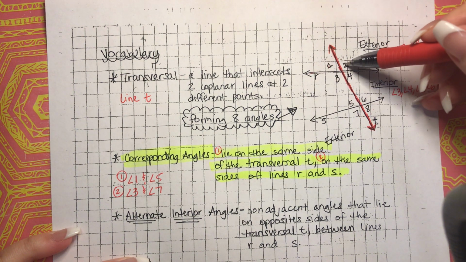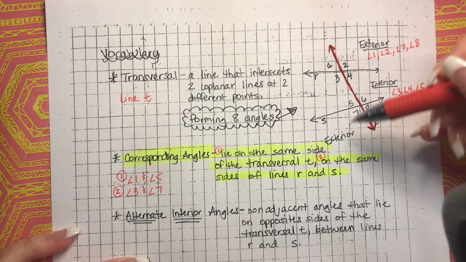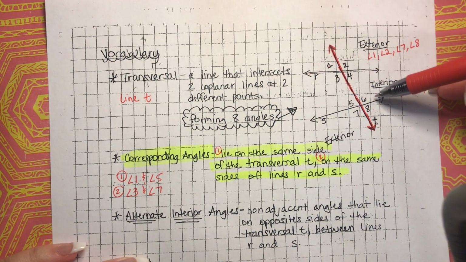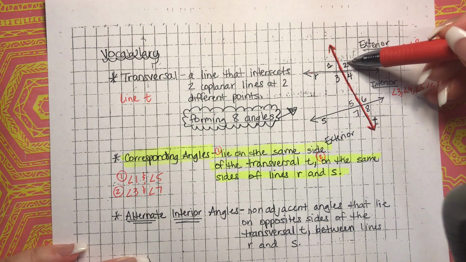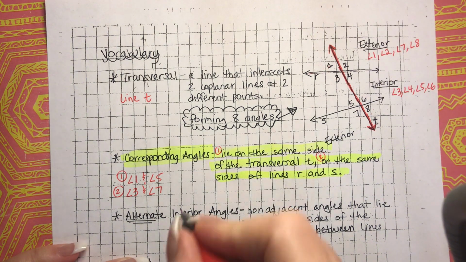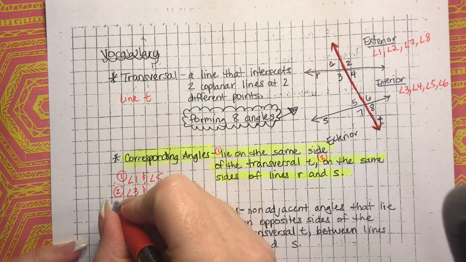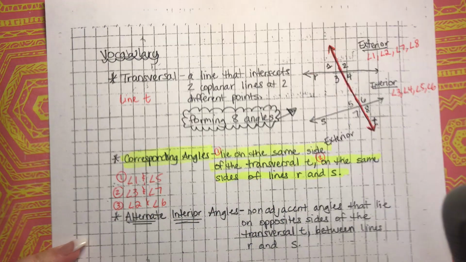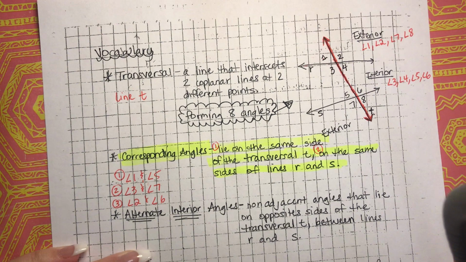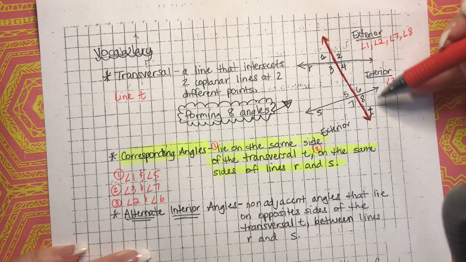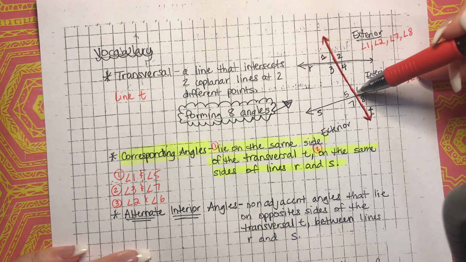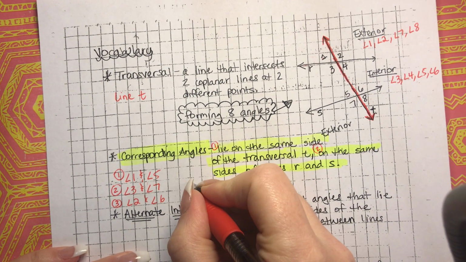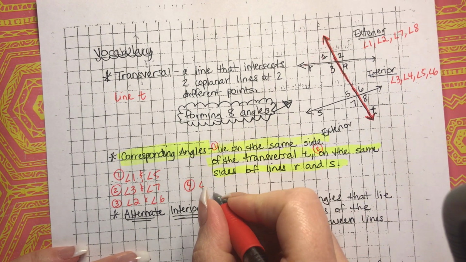So we're talking about the right side, which is 2, 4, 6, 8, but they also have to be on the same sides of R and S, which means they both either have to be on the top of R and S, which would be angles 2 and 6. So that would be angle 2 and 6, also corresponding. On the right side would also be the angles on the bottom of R and S, which would be angles 4 and 8. So those are also corresponding angles.